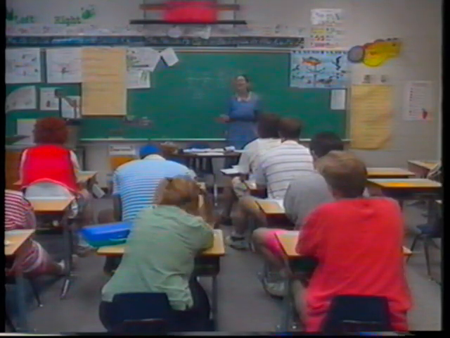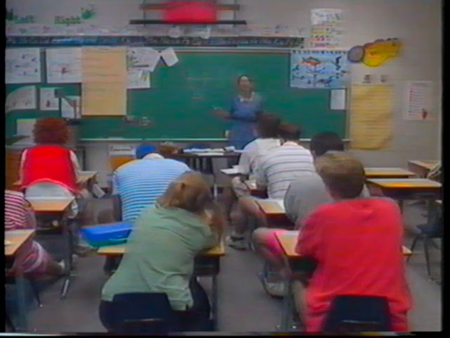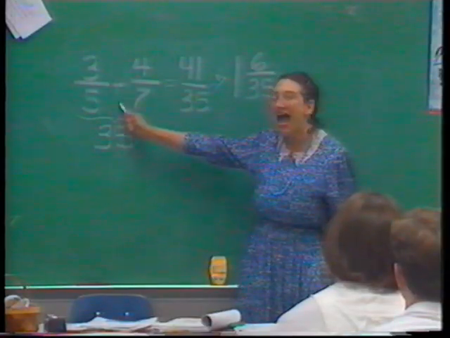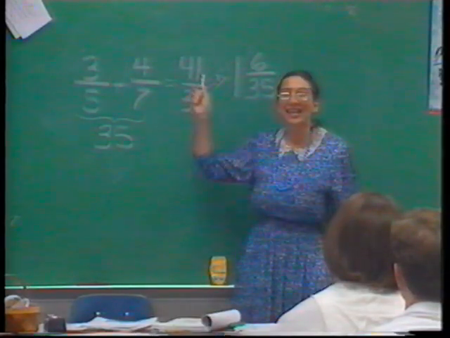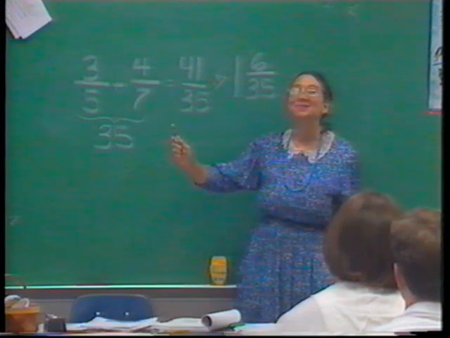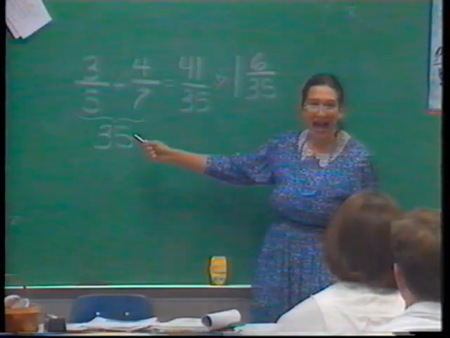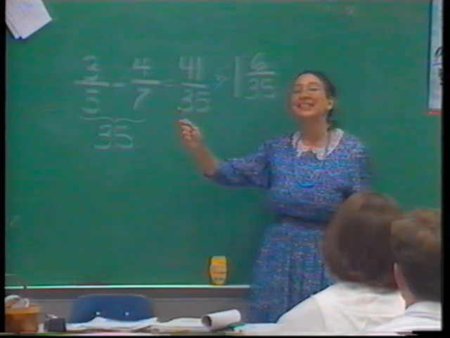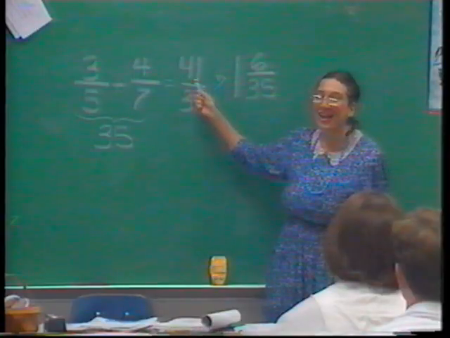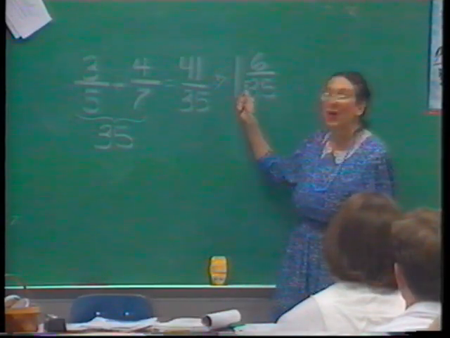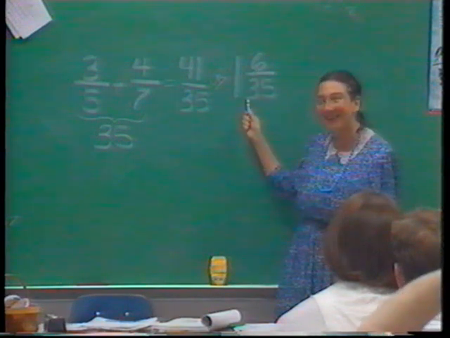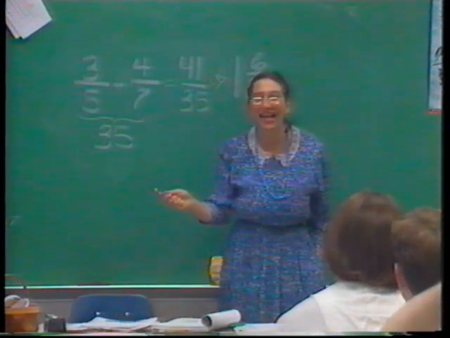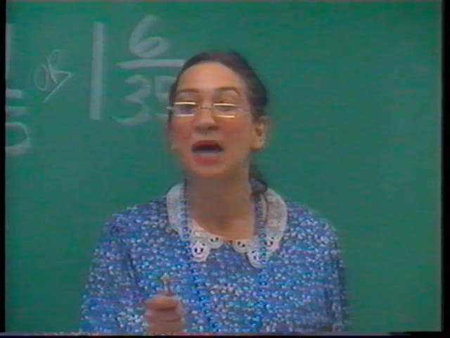Okay, class, let's find a common denominator so we can add 3/5 and 4/7. The common denominator is 35. And our answer is 41/35, or 1 6/35. Okay, class? Jimmy, stop that nosebleed!